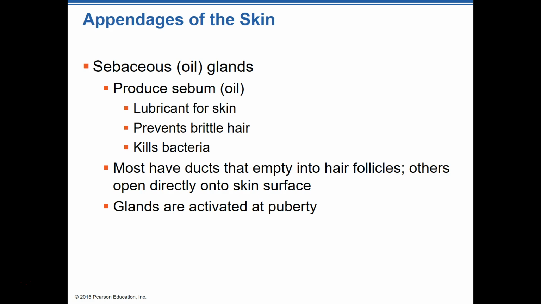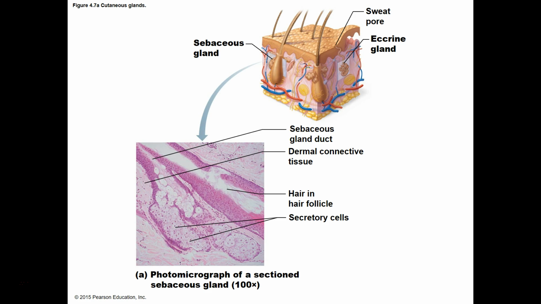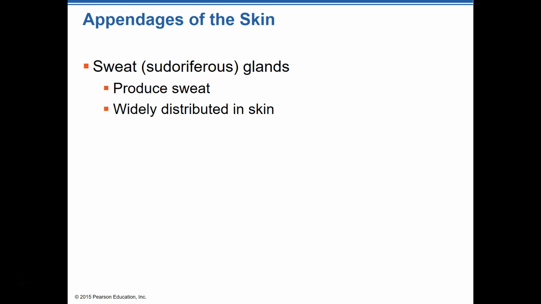Most of these have ducts that empty onto hair follicles. Others open directly onto the surface of the skin, so they're in two places. Many of these glands are activated at puberty. So they're not too bad until we hit puberty, and then they start to go nuts.